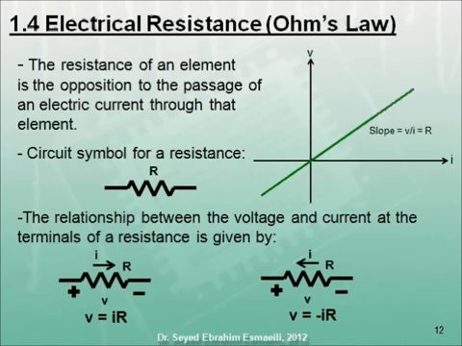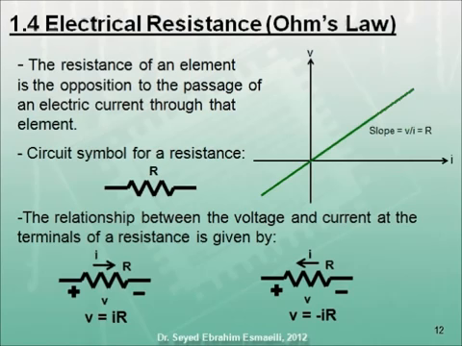Now we'll talk about Ohm's law, or the electrical resistance. The resistance of an element is the opposition to the flow of current through that element. The figure in the middle of the slide presents the symbol of the electrical resistance R. The relationship between the voltage and current at the terminals of a resistance is shown in the figure to the right, where the positive slope V over I is the resistance R.